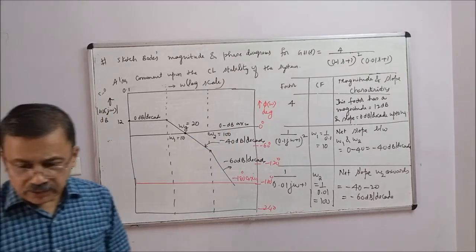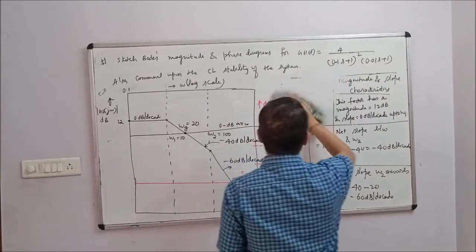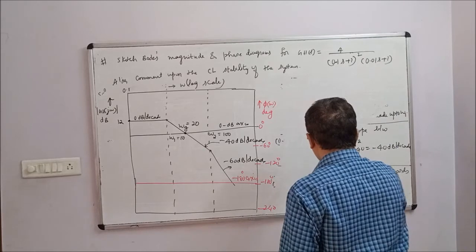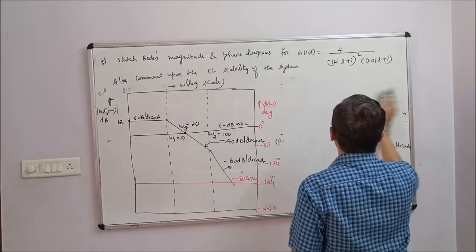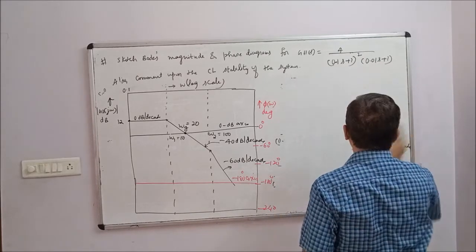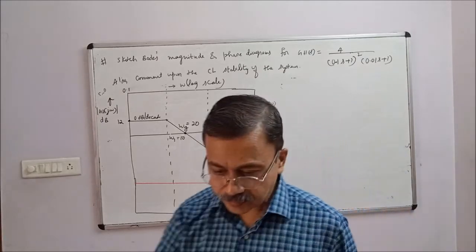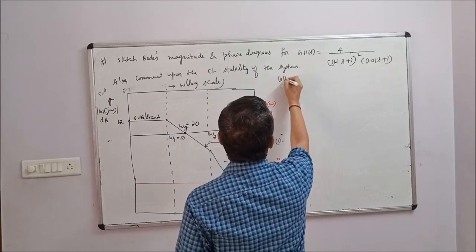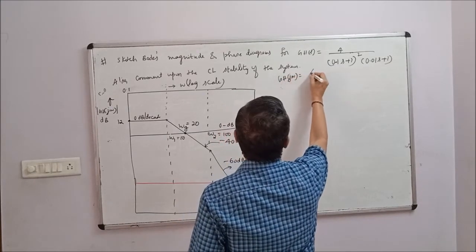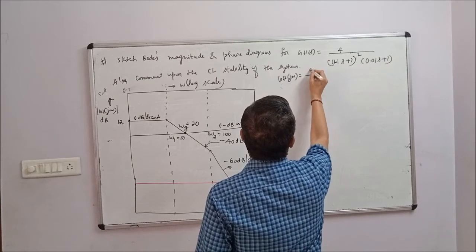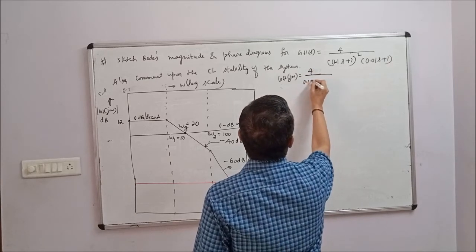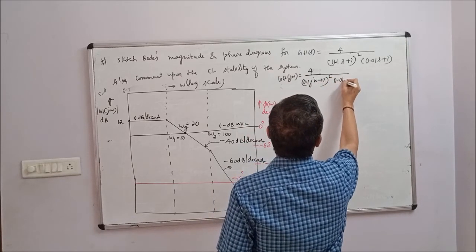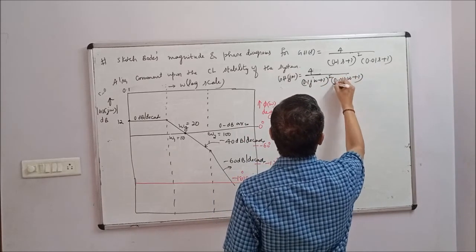First, the table we have to generate. What is GH of j omega? GH of j omega is equal to 4 divided by (0.1 j omega plus 1) whole square into (0.01 j omega plus 1).